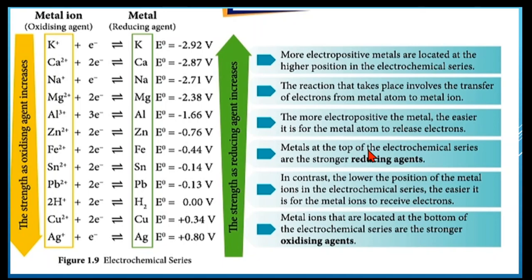Metals at the top of the electrochemical series are stronger reducing agent. The lower the positions of the metal, the easier for the metal to receive electron. Alright. Metal ion that are located at the bottom of the electrochemical series are stronger oxidizing agent. So tengok saja anak panah inilah. Alright.